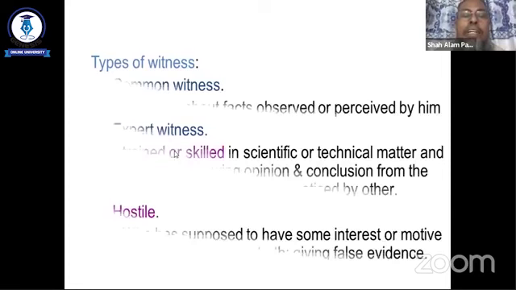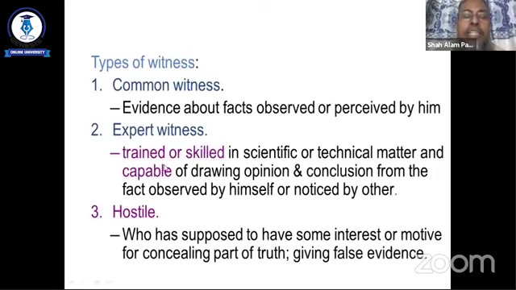Types of witness: common witness, expert witness, and both may be hostile. Usually there are two types of witness: the common witness and the expert witness. A common witness gives evidence about facts observed or perceived by him. An expert witness is a person trained or skilled in scientific or technical matters and capable of drawing opinion and conclusion from the facts observed by himself or noticed by others.